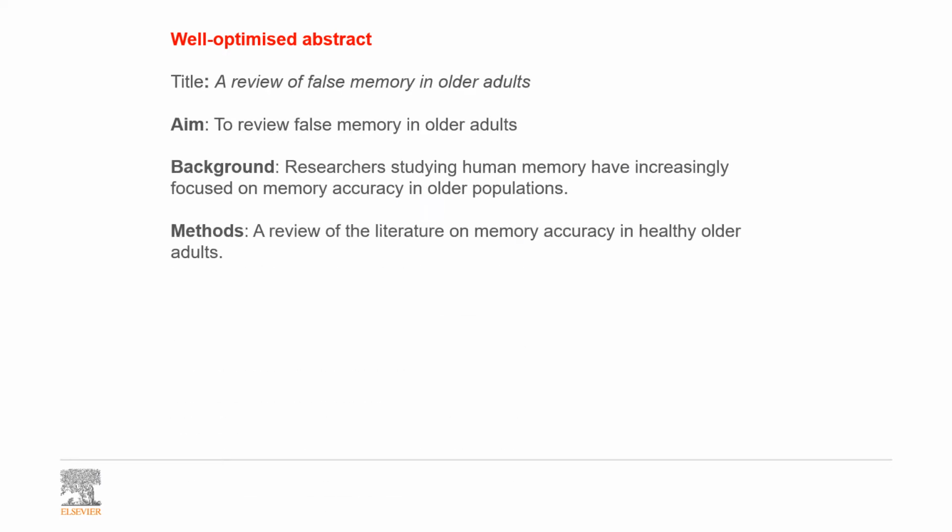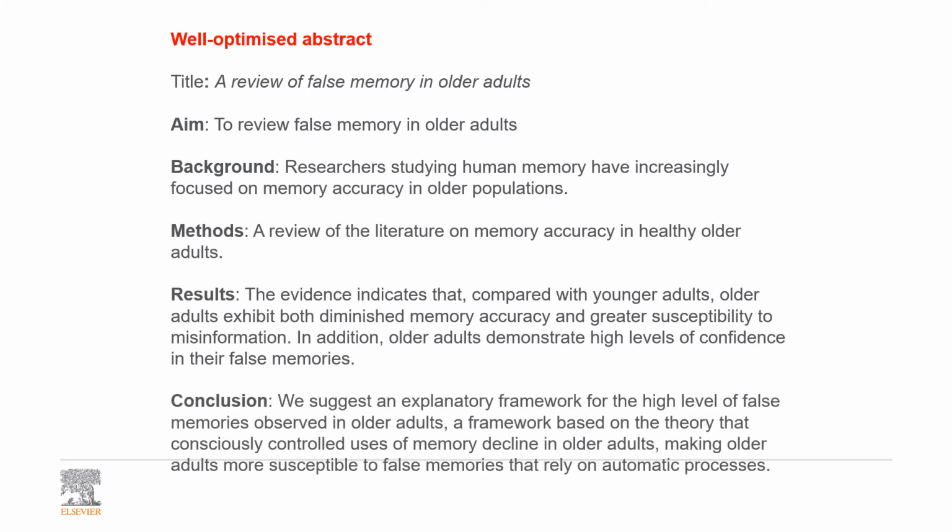This is an example of a well-optimized abstract, in other words, one that makes use of the principles outlined in the previous slide. I'm not going to read this all in detail, I'll just put it up and then we'll try to show you why it's well optimized. There's a title, aim, background, methods, results, and conclusions. The title is a review of false memory in older adults. And what I've done here is to try and get the words false memory and older adults in as much as I can.